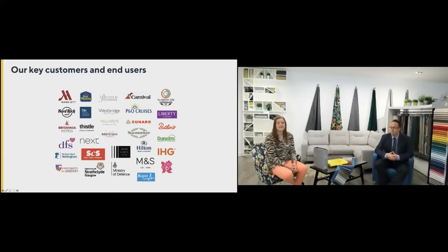And different sectors. So we're going to talk about all sorts of different tech spec, certifications and other things to do with upholstery today. But those tend to vary all over the place. They vary from country to country. They vary from application to application. They vary between sectors.